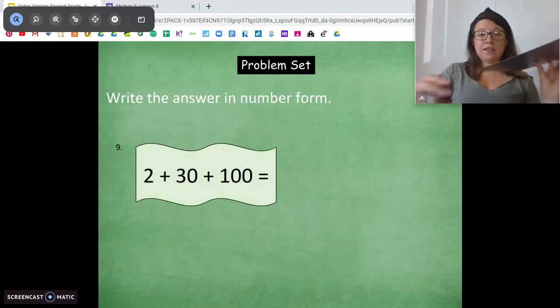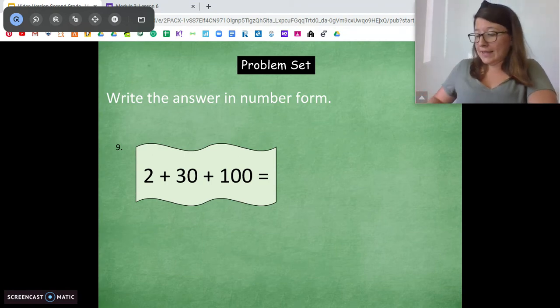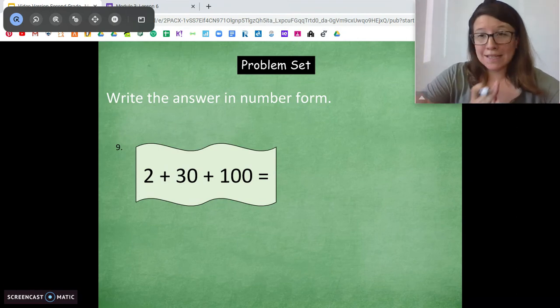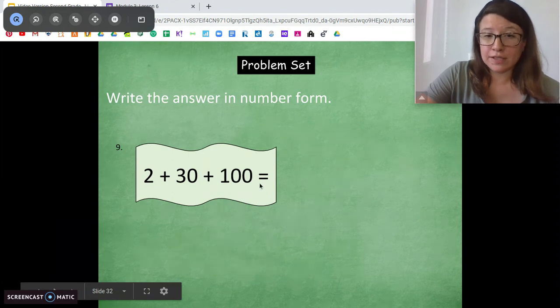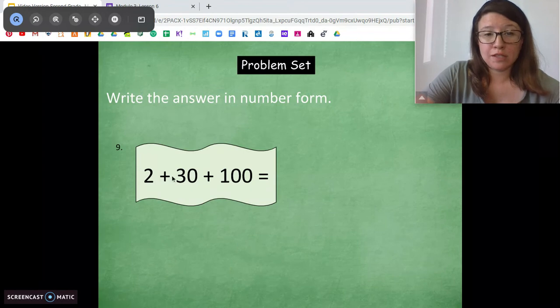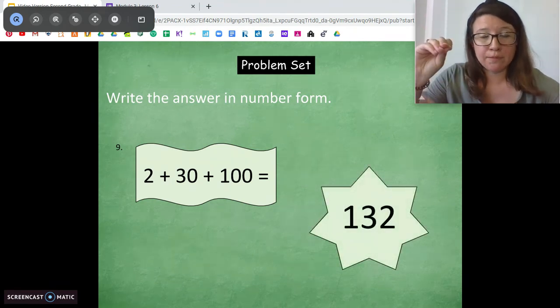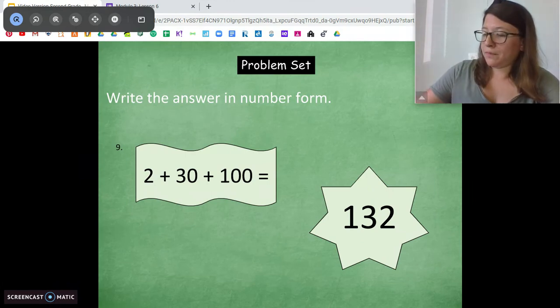Another way to do this is, and you're going to see this in your exit ticket today, it's going to give you the expanded form and you have to turn it into a number. My suggestion would be to start by finding the biggest value, finding your hundreds, and then working backwards. So we have 100 plus 30 plus 2. So I'm going to go 132. When you change a number from expanded form back to word form, make sure you don't include the zeros because I'll show you.